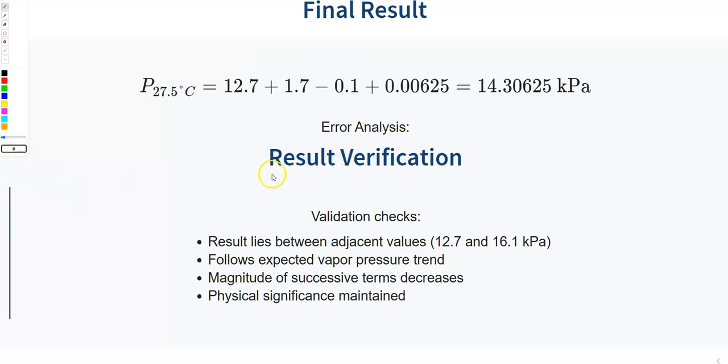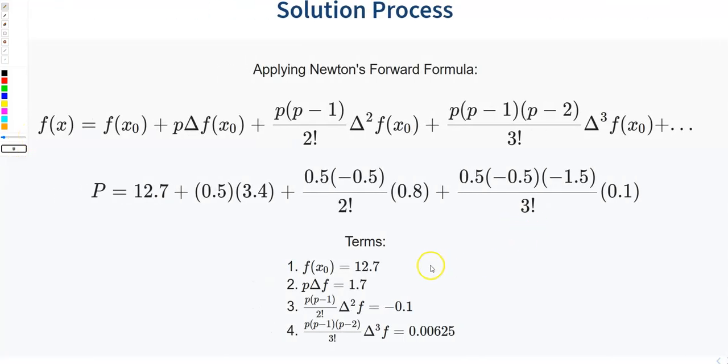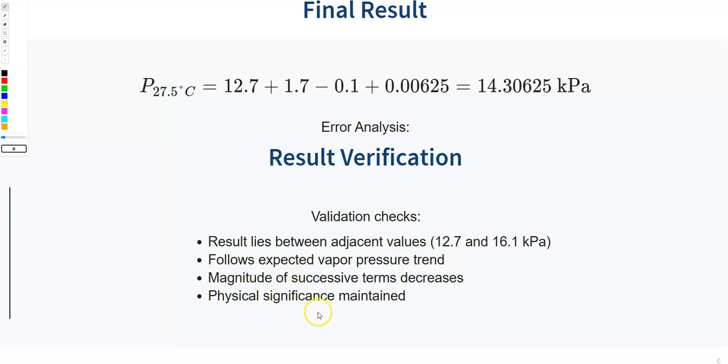Now the result verification. The result lies between the adjacent values, 12.7 and 16.1 kilopascal, and follows the expected vapor pressure trend. If you check, we got the pressure within the range, and the magnitude of the successive terms decreases. You can see that the terms are decreasing in order. So that is also what we observe, and physical significance is maintained.